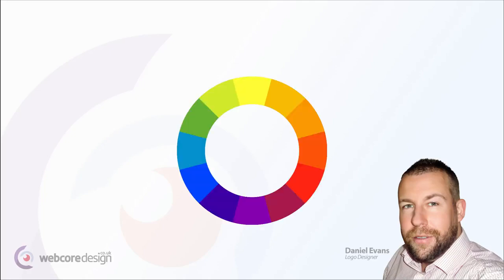Here we have the colour wheel in its basic form. The colour wheel is a tool we can use to establish what we call colour harmonies. The first colour harmony is what we call complementary colours. That is colours that are opposite each other on the colour wheel.